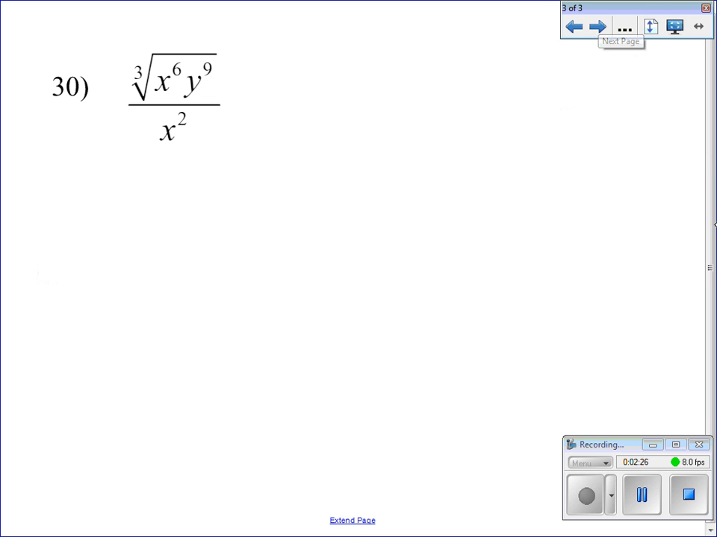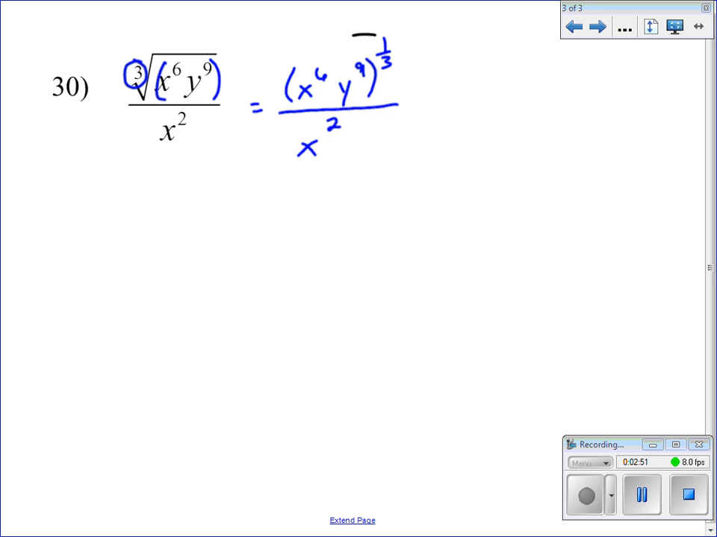The final example I'm going to do is this one here, where it brings our same principles that we've learned so far, but now it puts them in fraction form. Because 3 is our index, we know that this entire thing under the radical is going to be raised to the 1/3 power. All of that then would be over x squared.